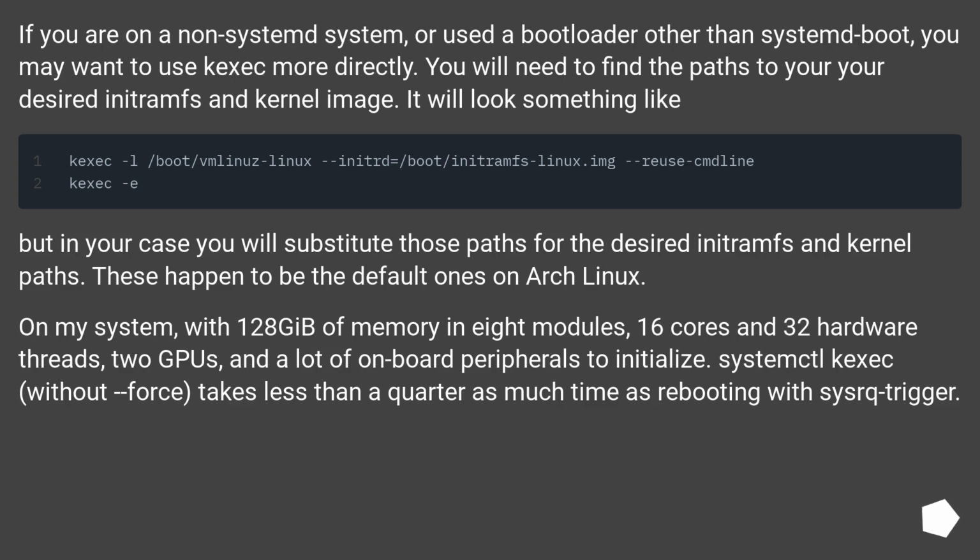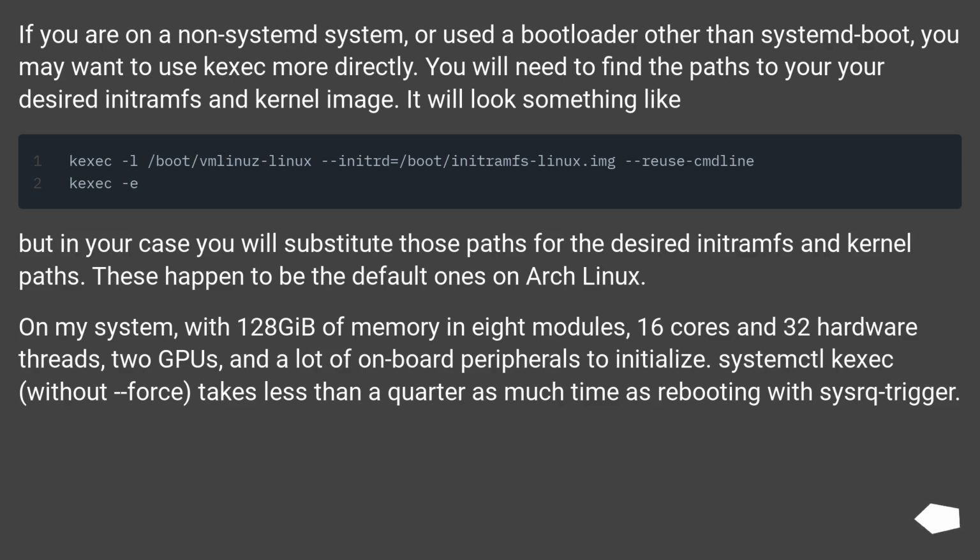If you are on a non-systemd system, or use a bootloader other than systemd-boot, you may want to use kexec more directly. You will need to find the paths to your desired initramfs and kernel image. It will look something like this. But in your case you will substitute those paths for the desired initramfs and kernel paths. These happen to be the default ones on Arch Linux.